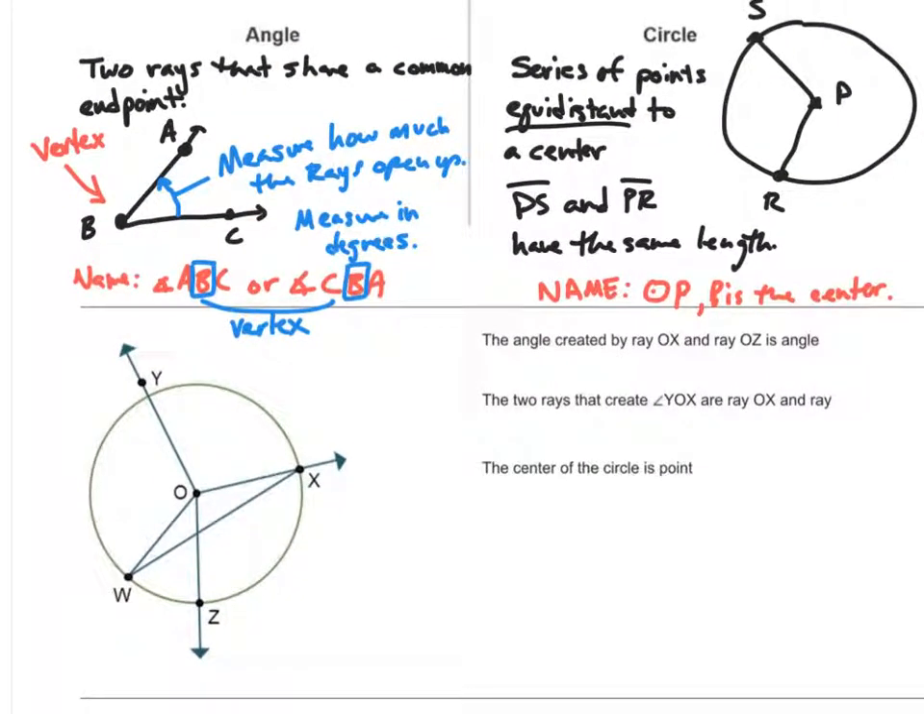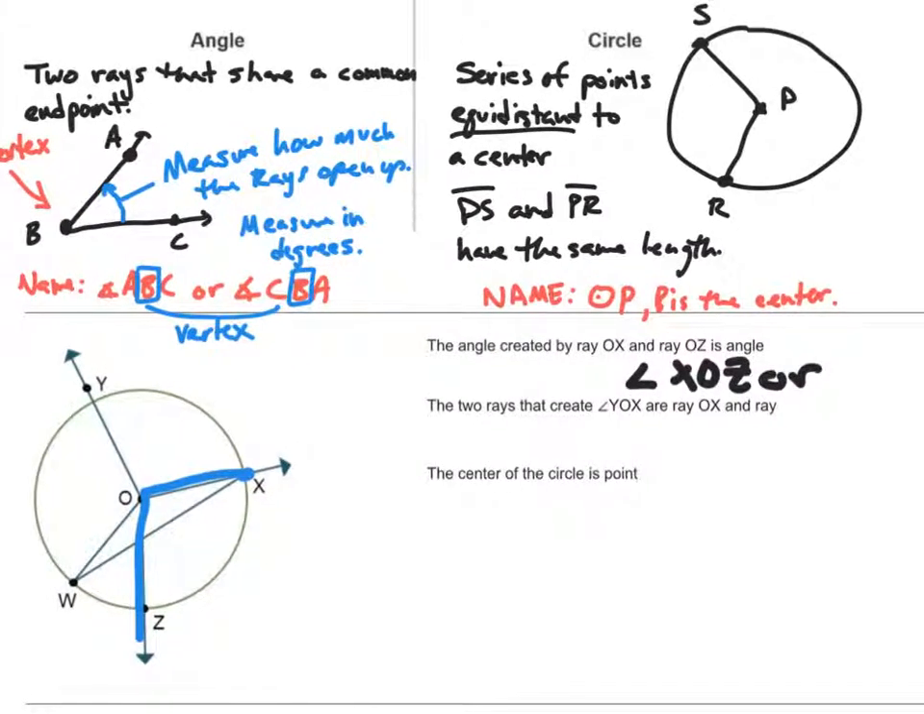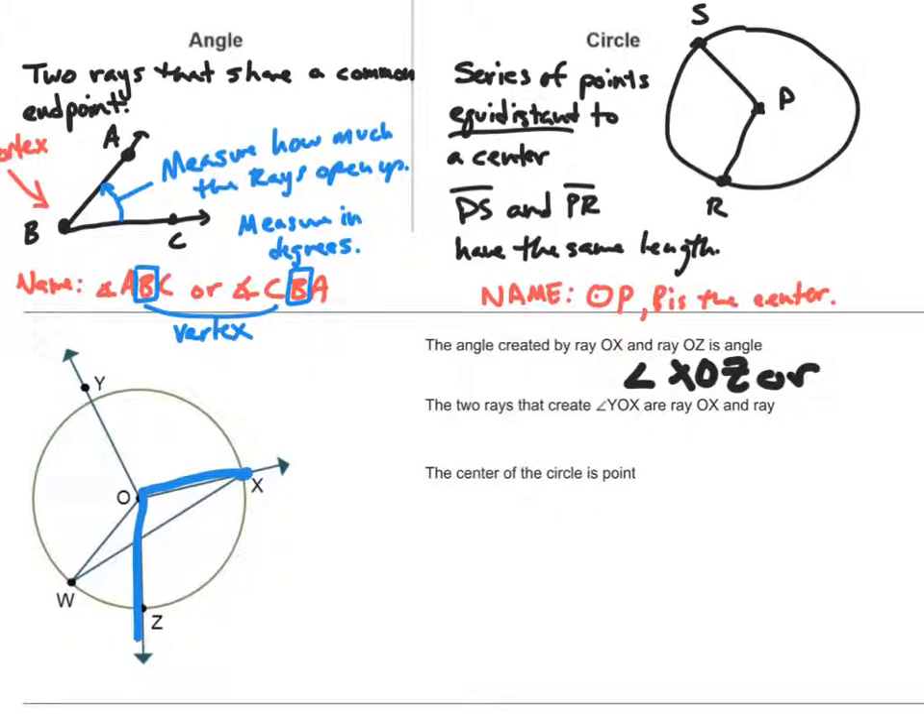Okay, on the next one, we're given this diagram here, and it says the angle created by ray OX and ray OZ is angle what? So we would call this angle, and I've got X, O, and Z. If I wanted to name this, I would name it as angle XOZ, or I could name it as angle ZOX.